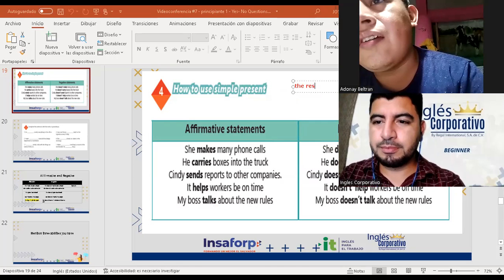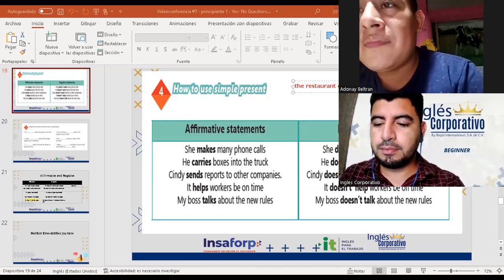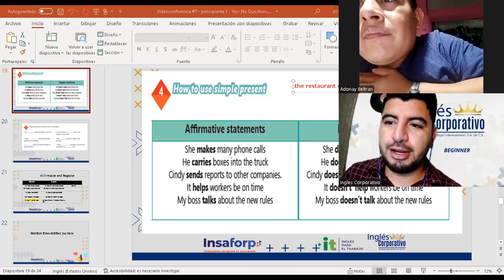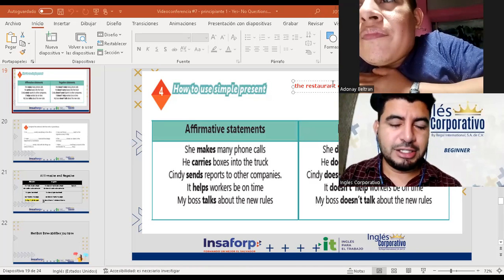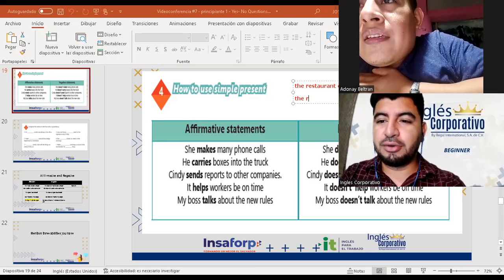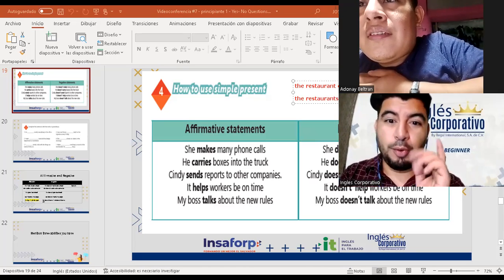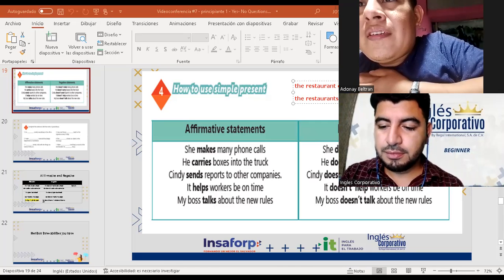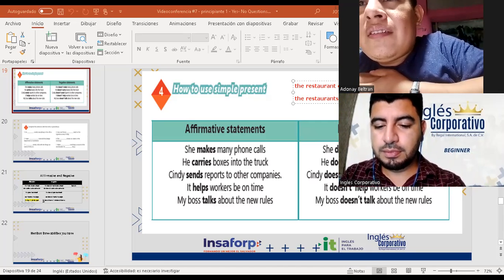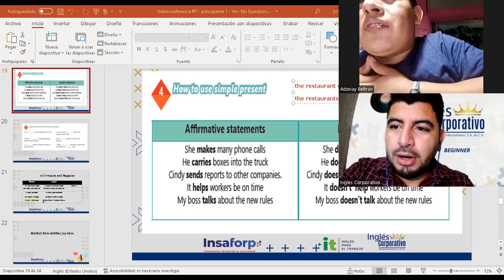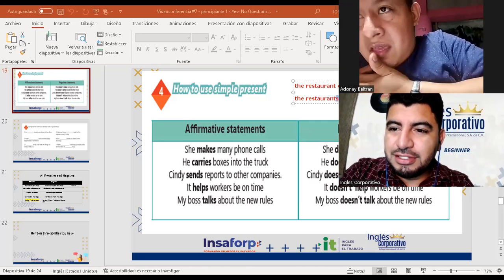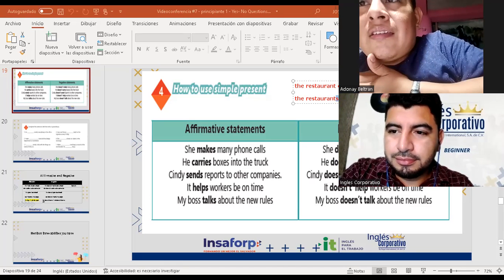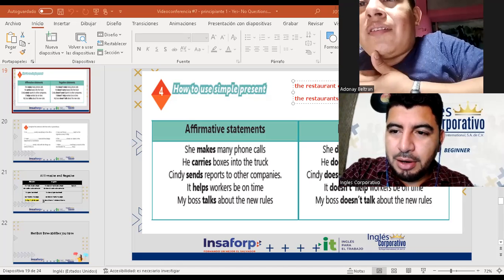Vamos a los negativos. Estoy diciendo: el restaurante no abre temprano. Estoy hablando en tercera persona, singular. Pero si digo the restaurants, es plural, no le voy a poner doesn't. Le tengo que poner don't. No abre temprano. Ya viste, aquí está la S. Entonces la S lo hace plural, y para los plurales se utiliza don't. Okay, ¿ya más o menos?